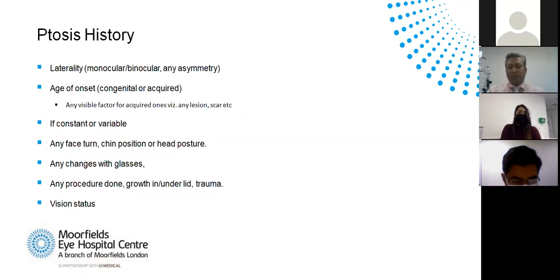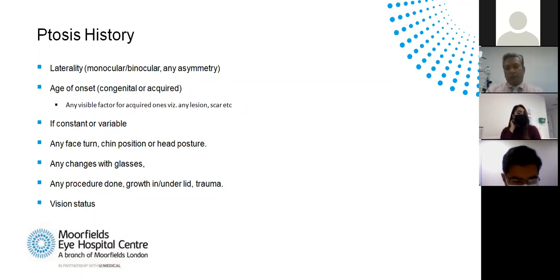So there are a few conditions, like general health conditions. It can be fatigue, or, as I mentioned earlier, myasthenia gravis can give more ptosis towards the end of the day rather than in the morning hours, or when they're not tired. And we also ask if there is any associated face turn, chin position, or head posture. Most of the time, if the eyes are not opening fully, we may see the person keeping the chin a little up like this.